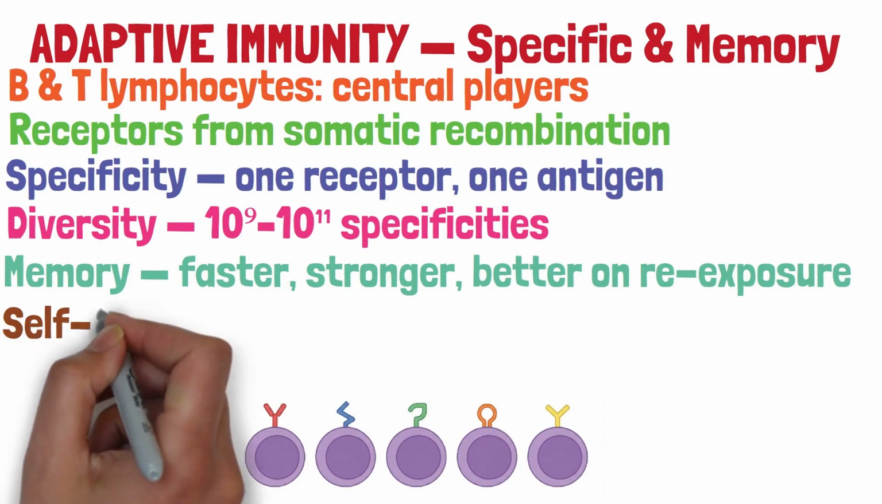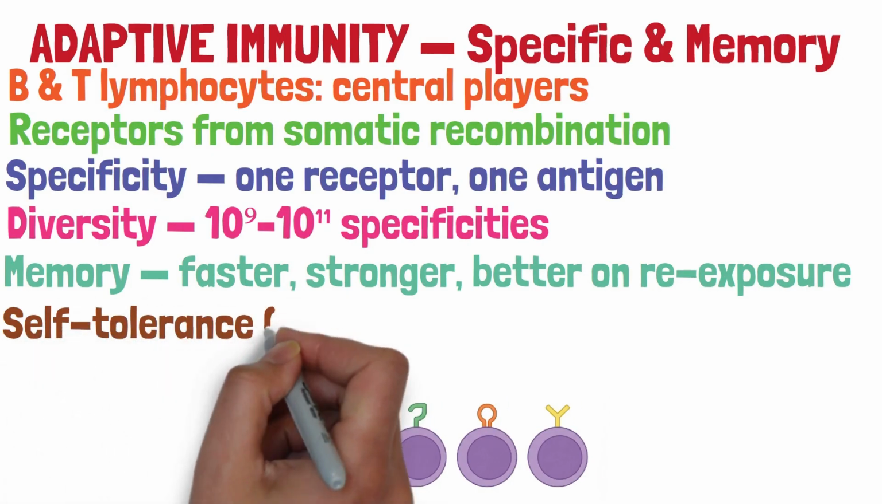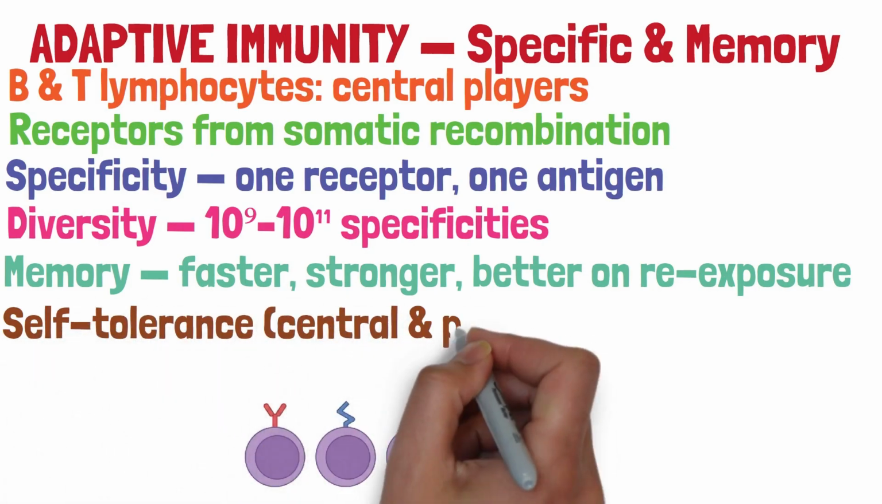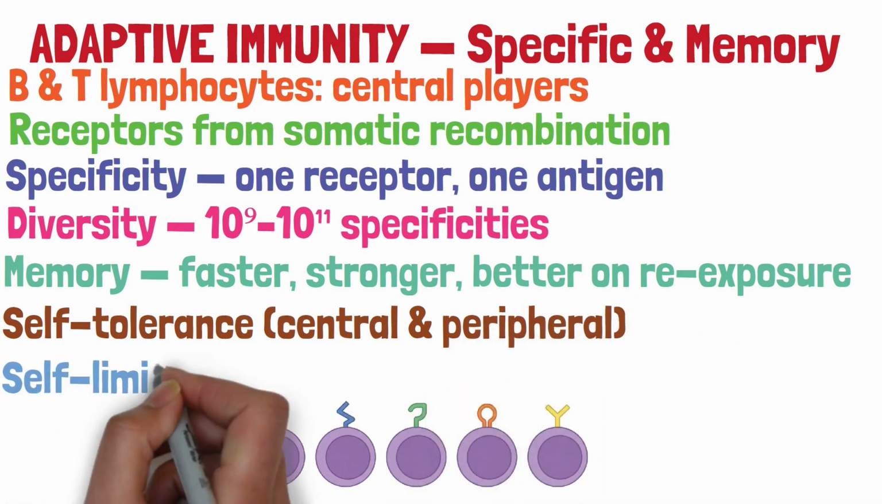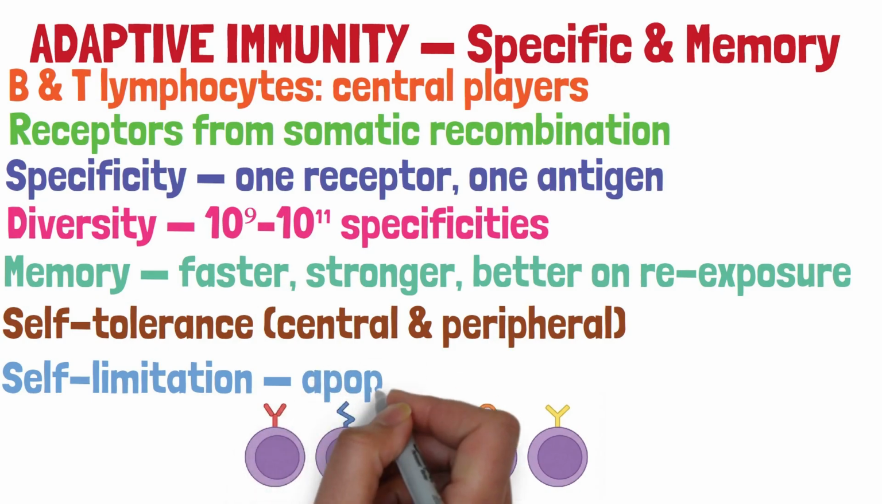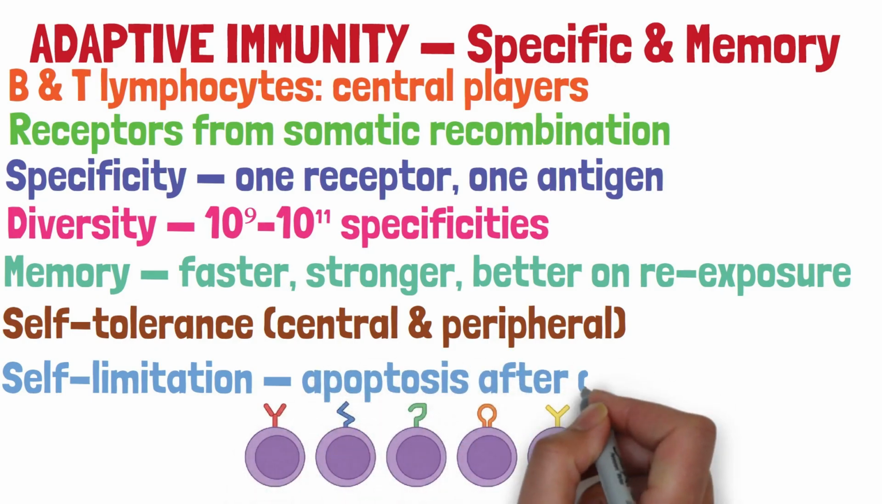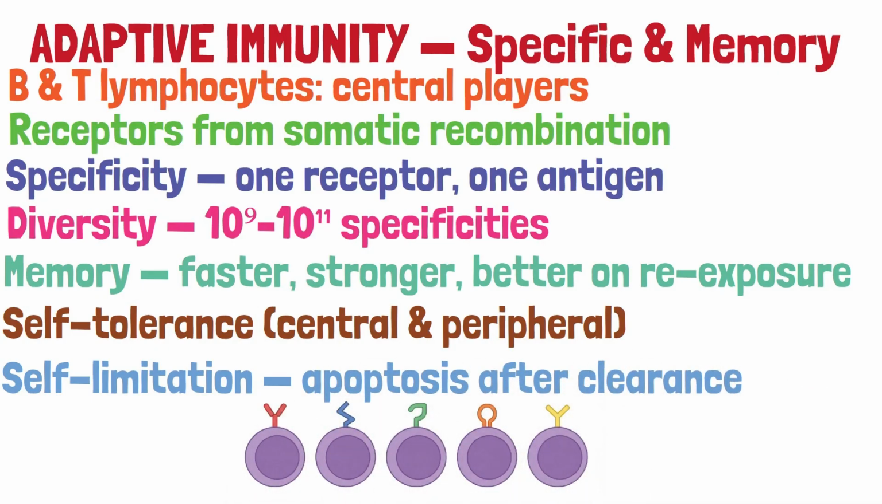None of that works, though, without self-tolerance, central and peripheral mechanisms that stop these powerful receptors from attacking your own tissue, and self-limitation, where effector cells contract through apoptosis once the antigen is cleared, so the response doesn't run forever.